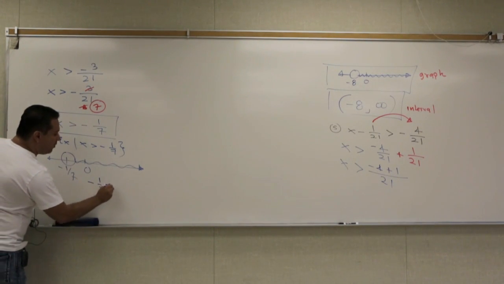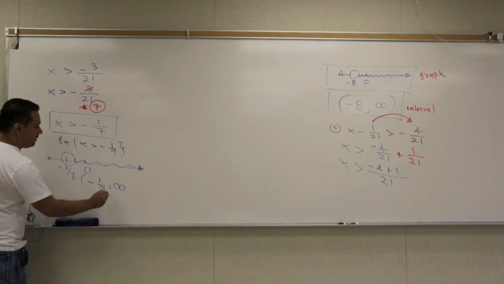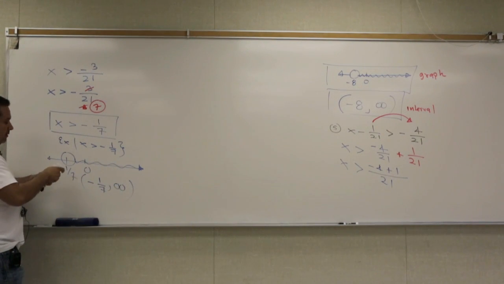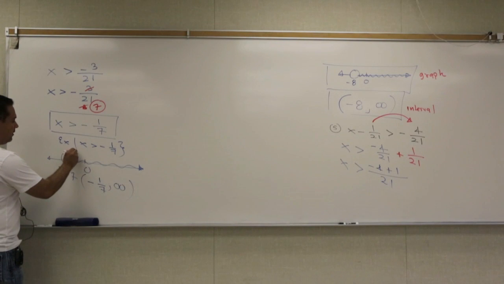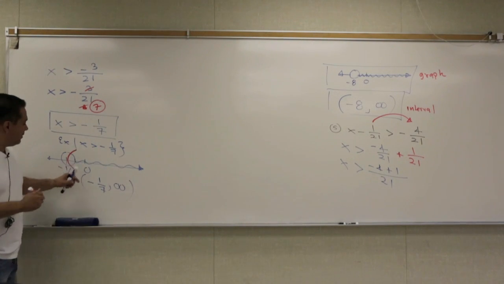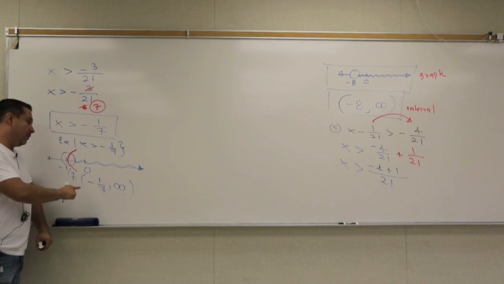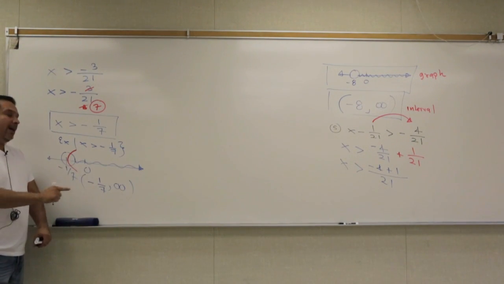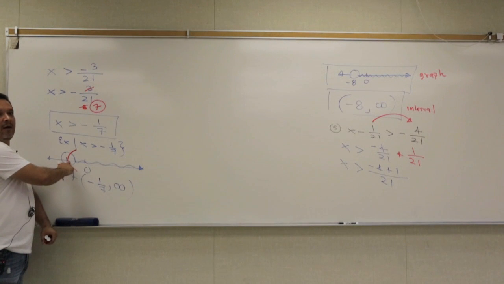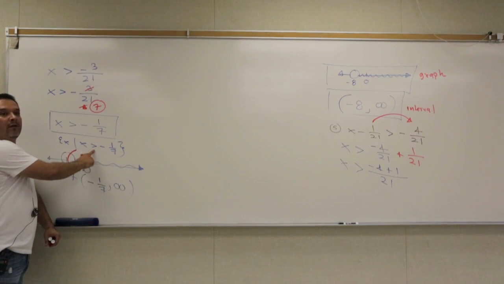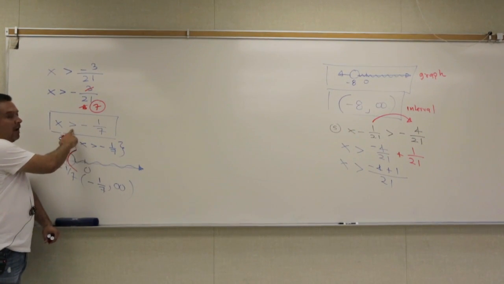Negative 1/7 up to what? Infinity. Parentheses. And then what do you do about this? In the back of the book, you may see what? They don't put the open circle. They'll put the parentheses. What does that parentheses signify? That you don't include the what? The number. How do you know you don't include the number? There's no equal sign.